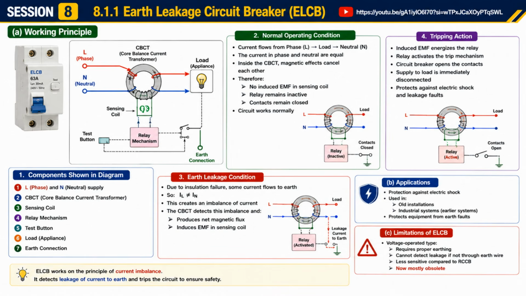5. Tripping action. The induced voltage energizes the relay. The relay operates the trip mechanism. The circuit breaker opens the contacts immediately. The power supply is disconnected. This protects against electric shock and earth leakage faults.